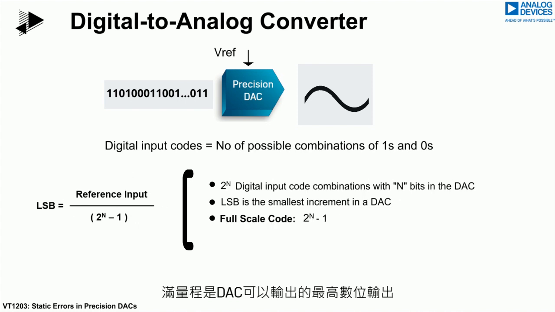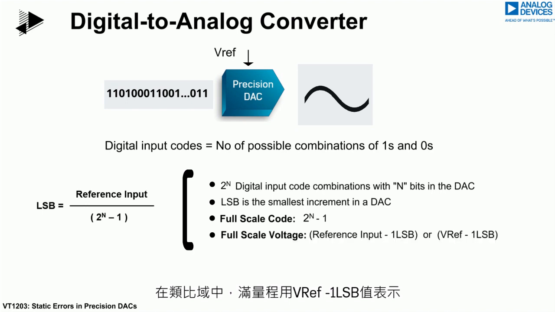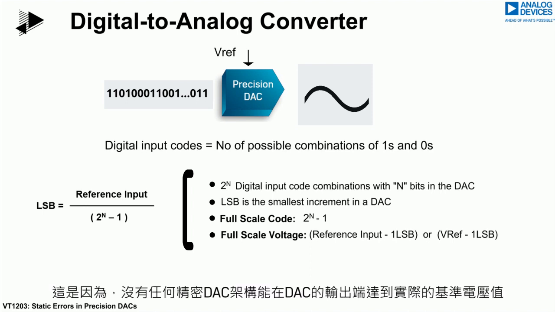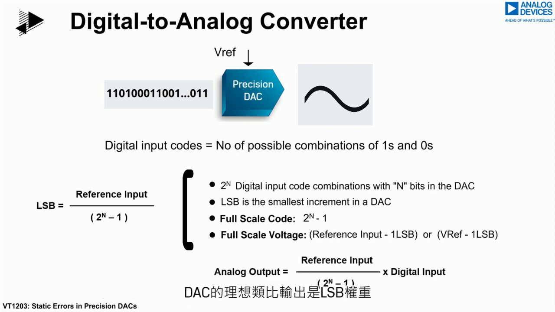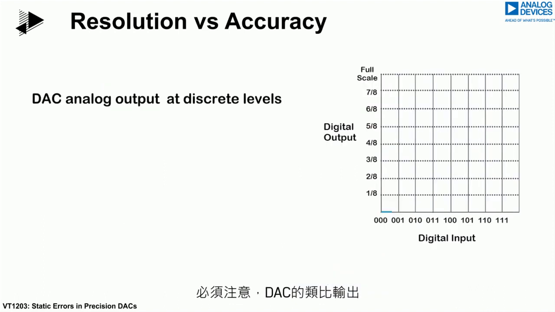Full scale is the highest digital output that the DAC is able to output. Full scale translates into a value of Vref minus 1 LSB in the analog domain, since no precision DAC architecture is able to reach the actual reference value at the output of the DAC. The ideal analog output of a DAC is then calculated as the product of the LSB weight by the digital input. It is important to note that the analog output of a DAC can only exist at discrete levels.